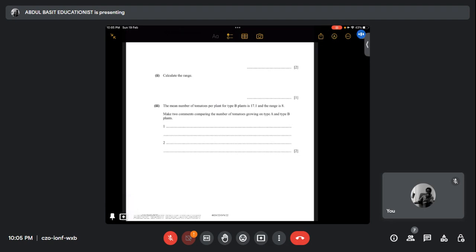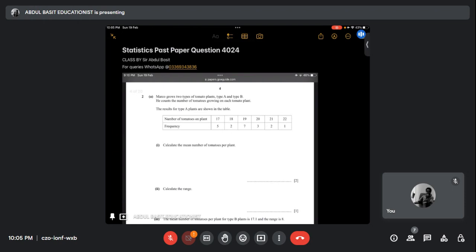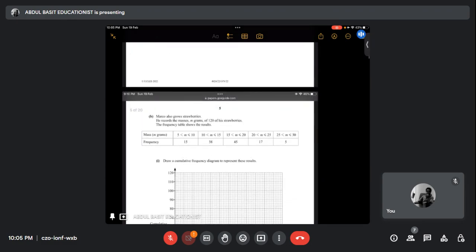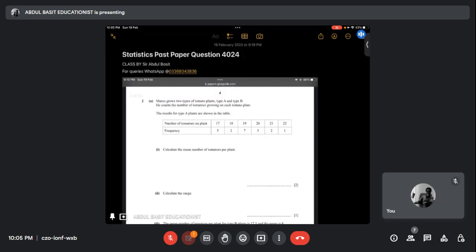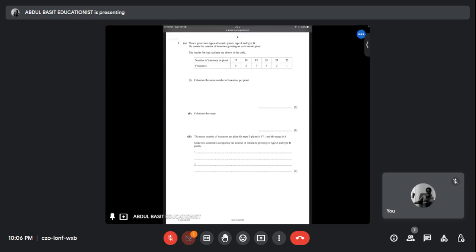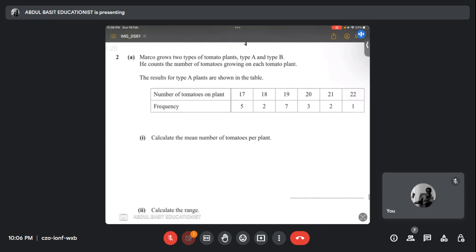So we can see that I have a worksheet right in front of you. It's statistics past paper questions 4024, and the past paper questions are from October November 2022. It has all the statistics questions of 2022, 2021 and 2020. One by one, I'll be explaining the questions along with all the concepts involved in it. It is question number 2 in October November 2022, the latest past paper we have right now.